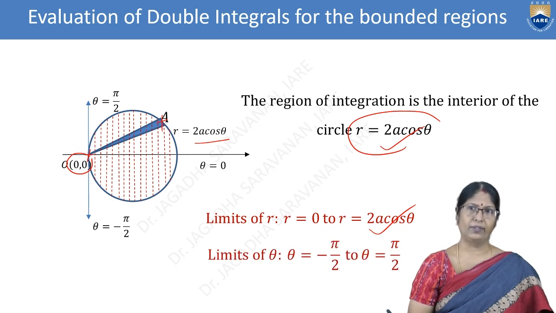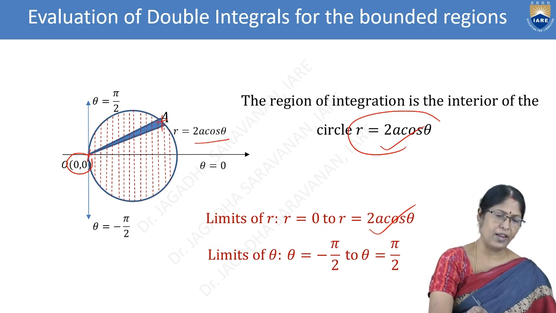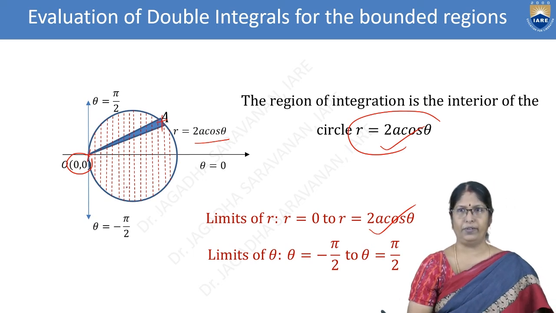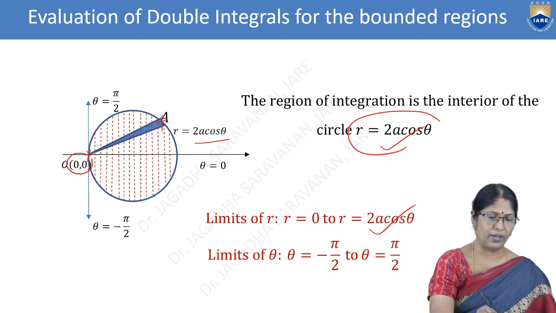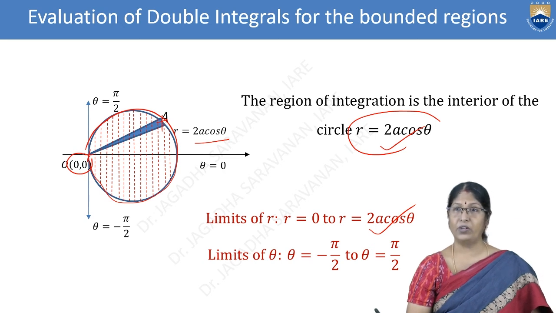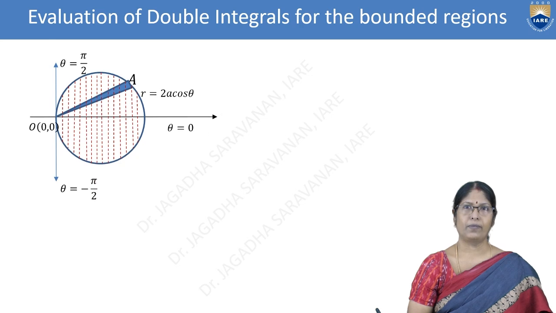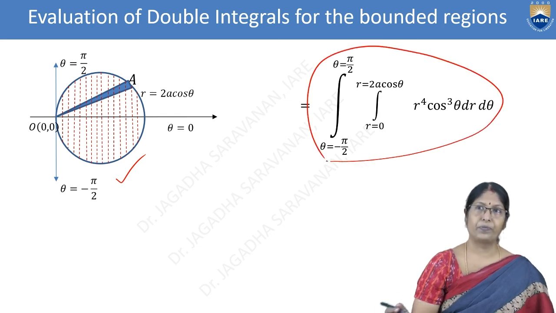The next one is theta, from minus pi by 2 to pi by 2, since it touches the first and the fourth quadrant. So the figure is shown once again. So this is the given problem.